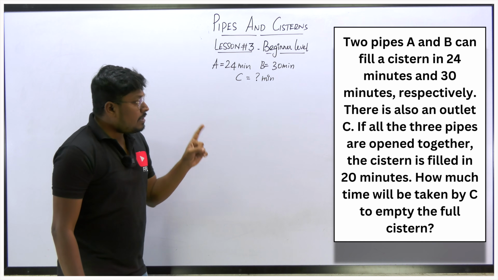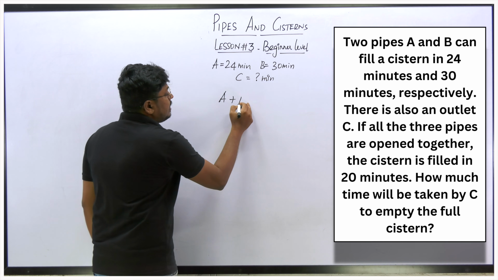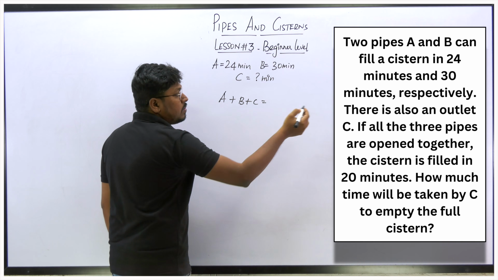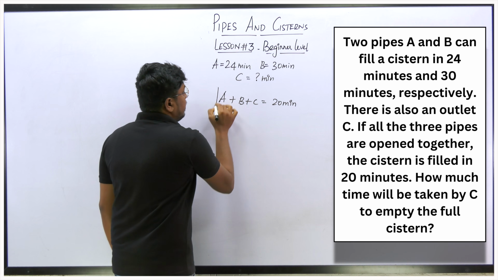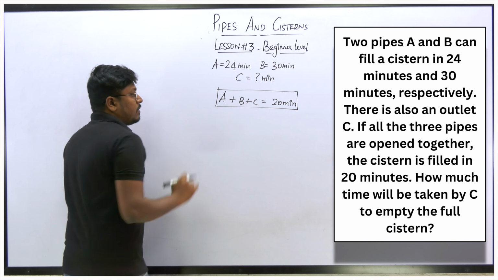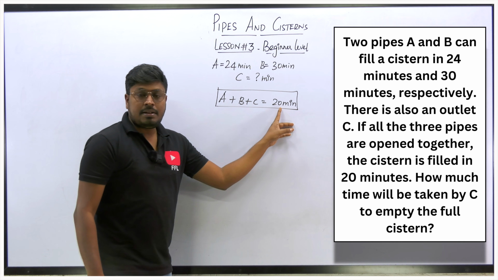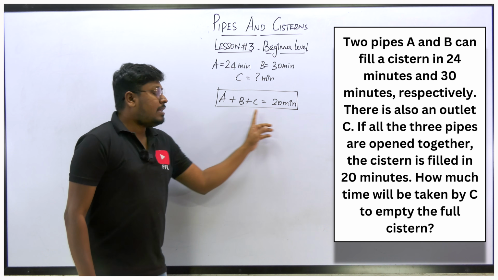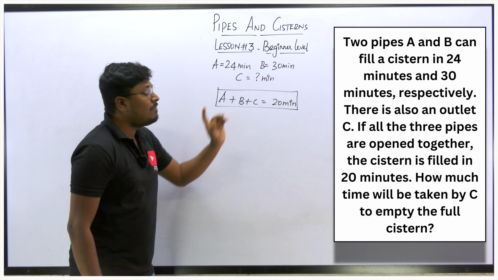But there is another data given. If all the three taps are open, then the time taken to fill the tank will be 20 minutes. So here they have given the answer. If all the three taps are open, then the tank will be filled in 20 minutes. As well, they have given two values, that is A and B. So our target is to find only the value of C.